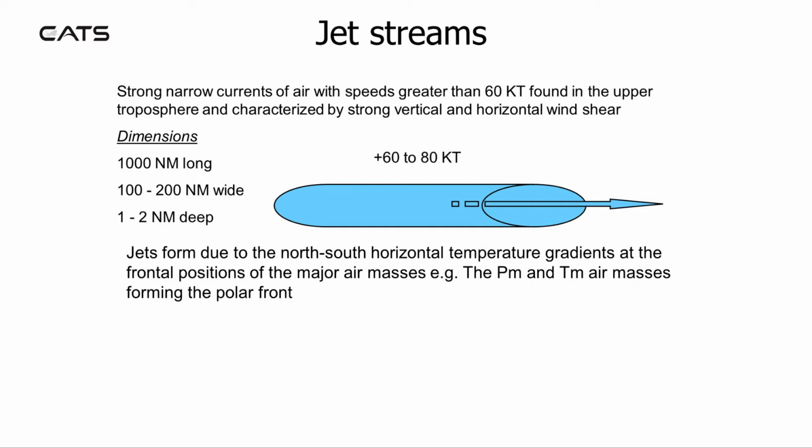Jets form due to the north-south horizontal temperature gradients at the frontal positions of the major air masses, for example the polar maritime and tropical maritime air masses forming the polar front.